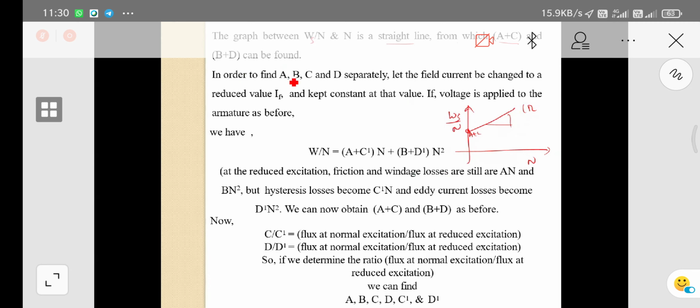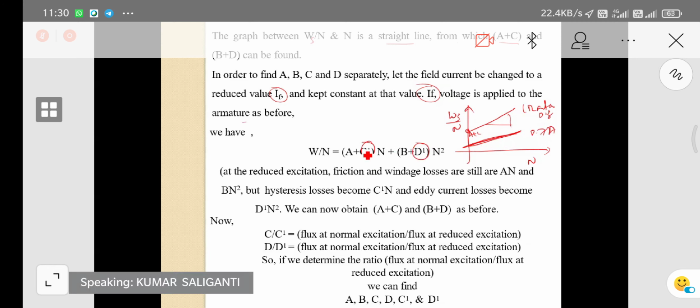So in order to find A, B, C, D separately, the field current is to be changed to a reduced value and kept constant at that value, and the voltage is applied to the armature as before. This is the rated field current, that is 0.8, but at reduced field current 0.7, you can get the values A plus C dash and B plus D dash, as I already explained.